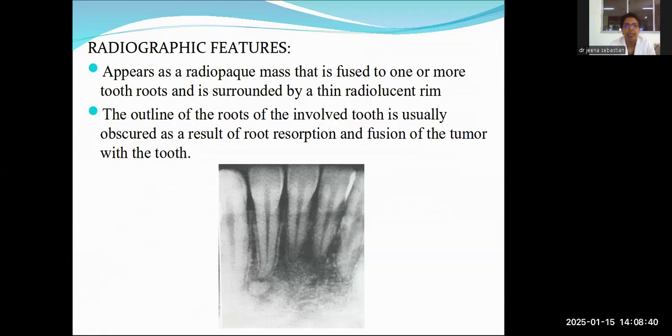Radiographically, it appears as a radiopaque mass that is fused to one or more tooth roots, and that is surrounded by a thin radiolucent rim which is suggestive of a capsule. The outline of the roots of the involved tooth is usually obscured as a result of root resorption and the fusion of the tumor with the tooth.